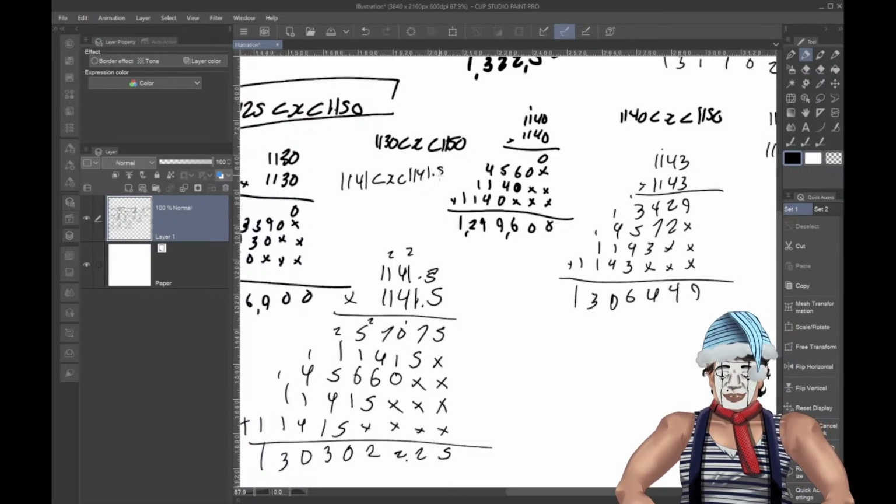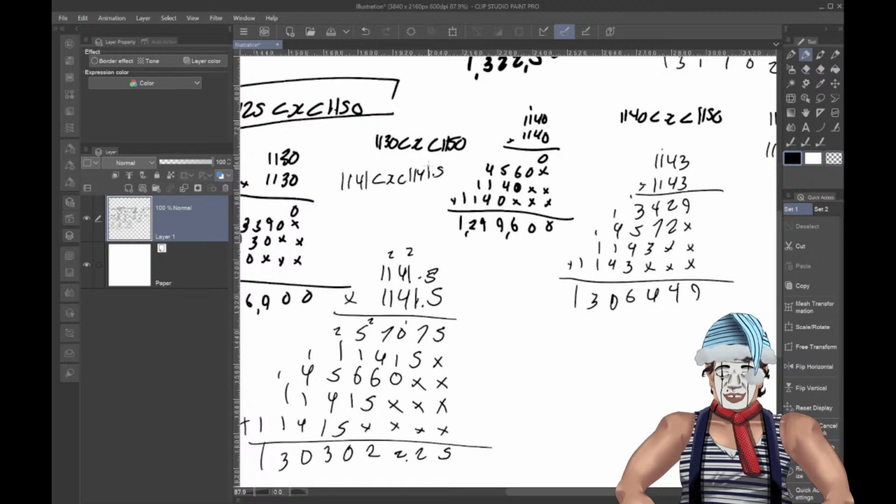I have to move a little bit closer to the number. Maybe 2. 1141.2. Square it. What do you get? 2 times 2 is 4. That's 8. That's 2 and 2.